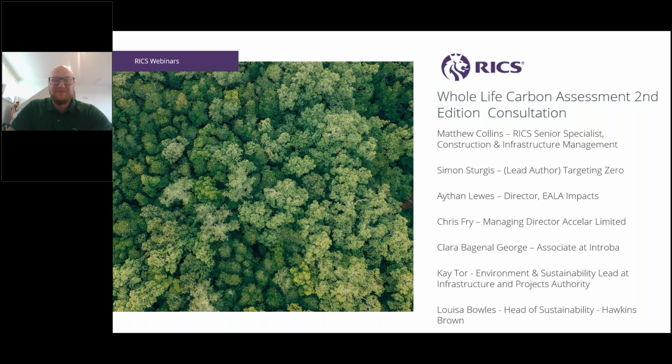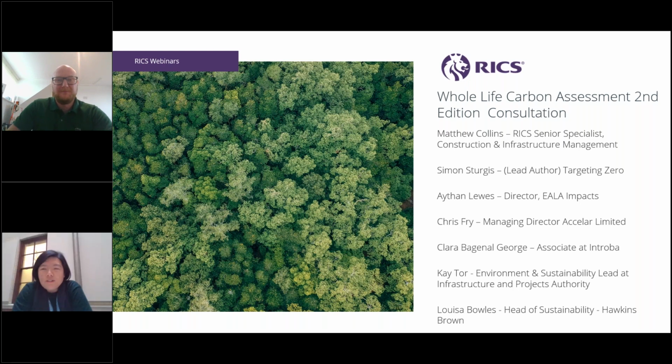I sit as part of our Project Futures team within the IPA, and we're responsible for delivering our Transforming Infrastructure Performance Roadmap to 2030 programme. One of my focus areas has been on carbon assessment, working across government and also externally with the likes of RICS to ensure that we have continued alignment in this area and collaboration across the board.